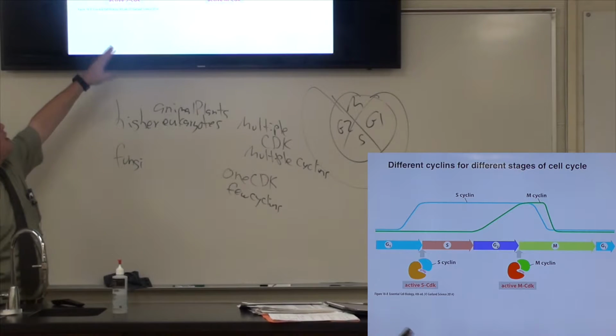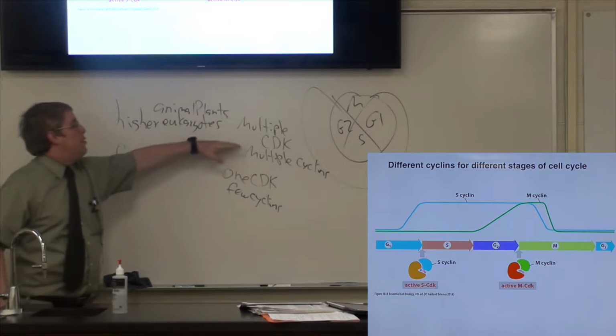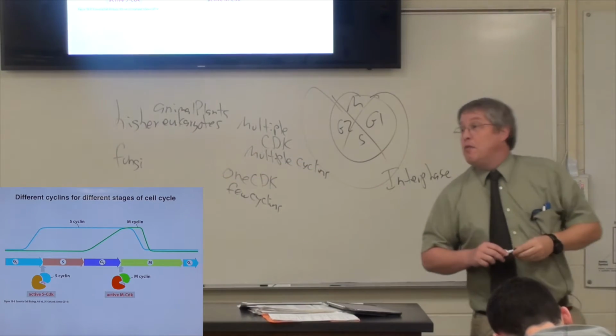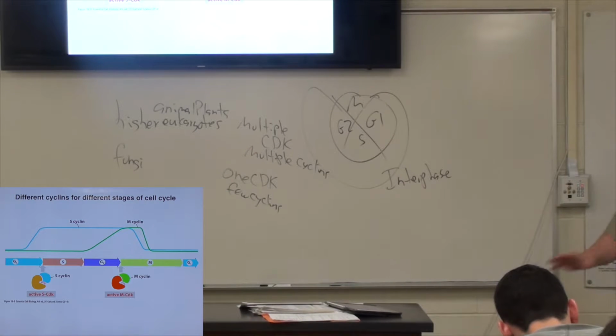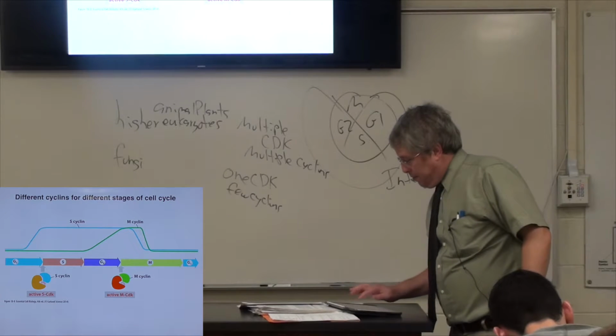But then when you get into the higher organisms, like the vertebrates and animals, then you've got multiple different kinases as well as multiple cyclins, and even more cyclins, and this is one reason that yeast is a great organism. It's just simpler, so you can do easier research on it without getting all bogged down in all the details.